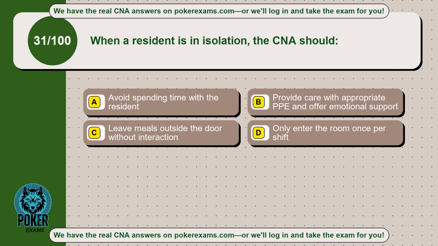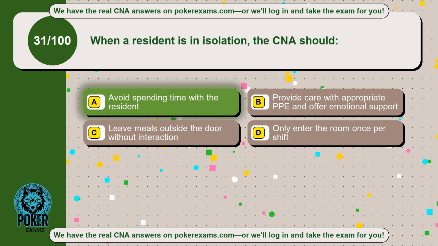Question 31. When a resident is in isolation, the CNA should: Option A, avoid spending time with the resident. Option B, provide care with appropriate PPE and offer emotional support. Option C, leave meals outside the door without interaction. Option D, only enter the room once per shift. The correct answer is option A.